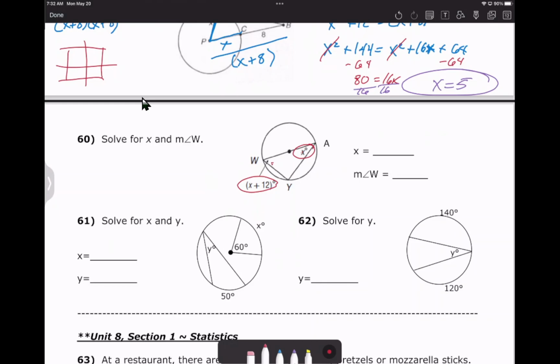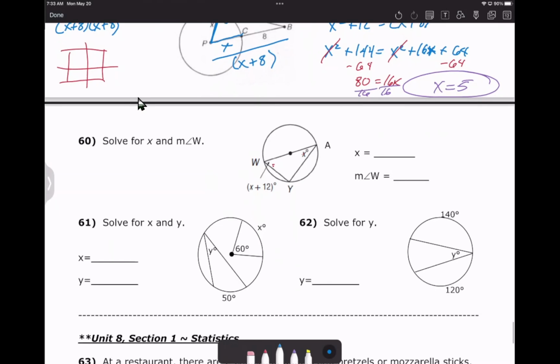That is correct. So plug it in. What's 39 plus 12? There you go.